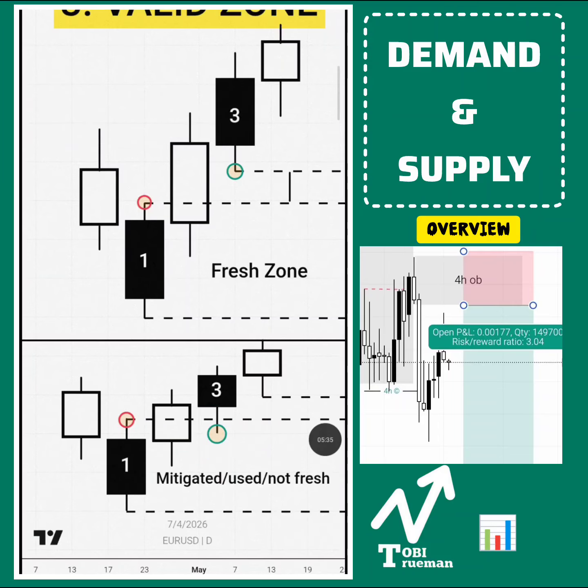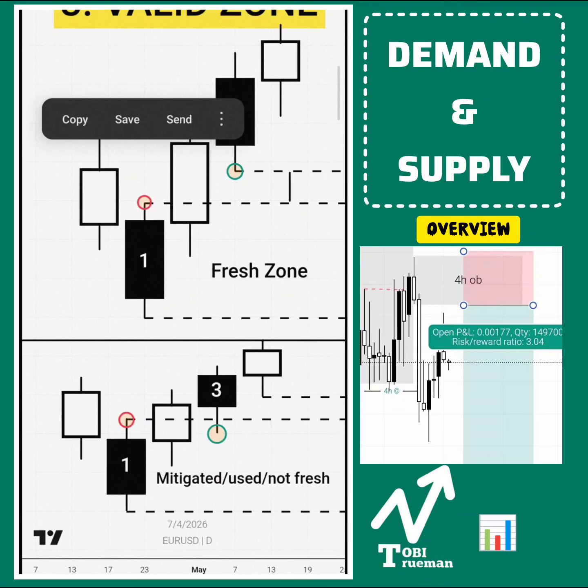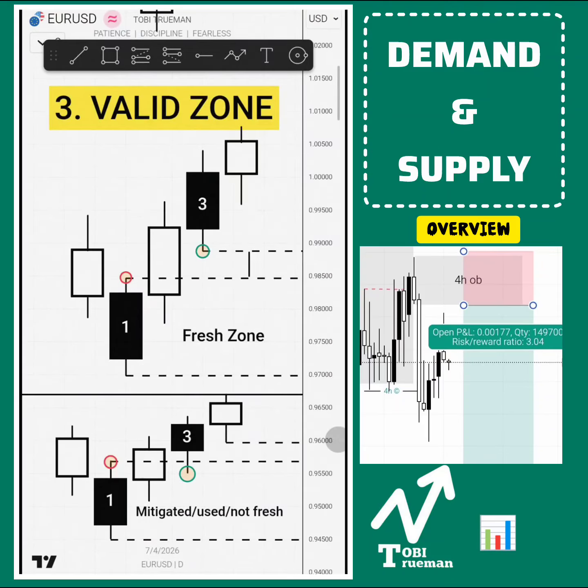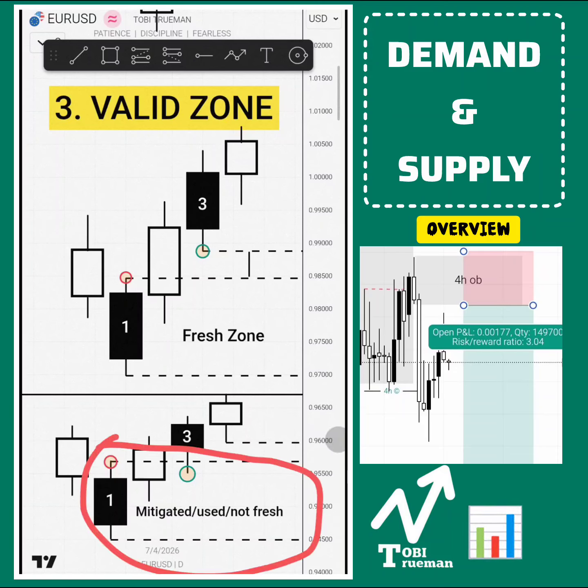So this candlestick is already mitigated. You can see it has been used, or that it is not fresh any longer. So with this, we can conclude that this particular zone is not valid. That's just how we identify our fresh zone. All right.